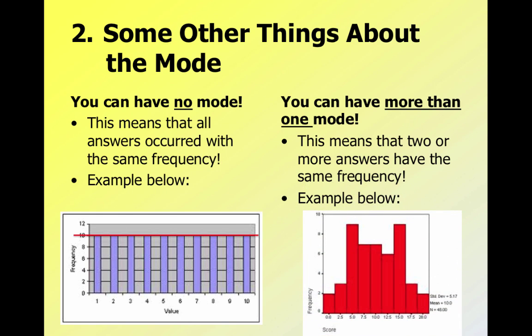We can also have more than one mode. So here we have scores. Again, just thinking about a bar chart, we're really going to be looking at the height of the bars to tell us which responses or answers are the most frequent. And in this case, we have 2 of them that are exactly the same frequency at a frequency of 9, a score of 5 and a score of 15. So in this case, we have 2 modes, and we would call this bimodal.